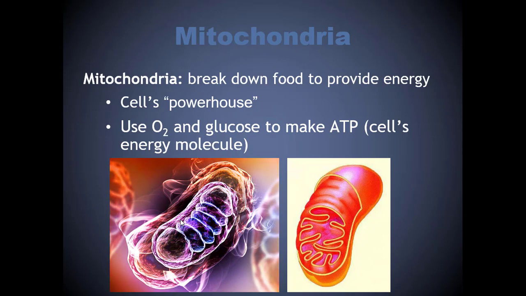The energy currency, or the energy form of molecules. So the more ATP the cell possesses, the more energy the cell will have, and therefore the organism. Okay, so by way of structure, it has two membranes, the outer membrane and the inner membrane.